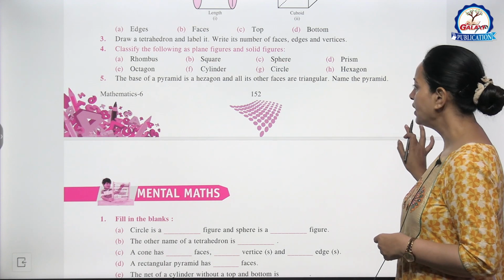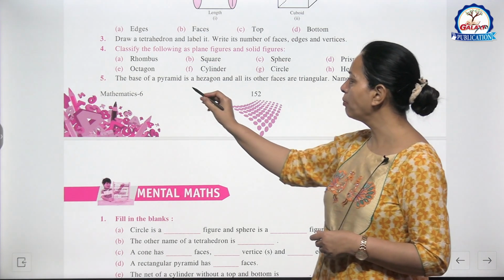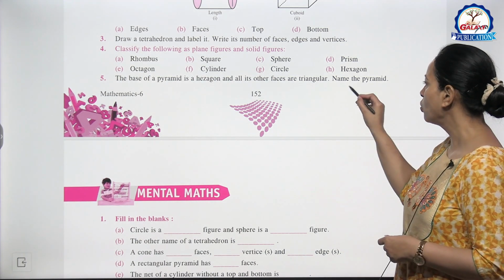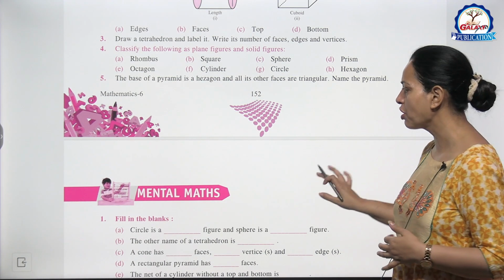Okay. Now see the fifth question. The base of a pyramid is hexagon and all its other faces are triangular. So name the pyramid. You just check it out.